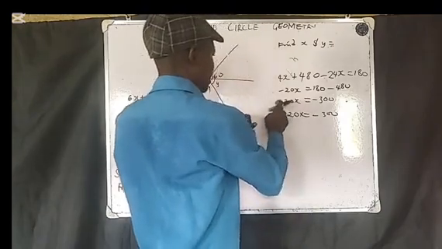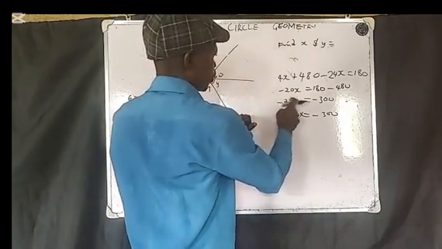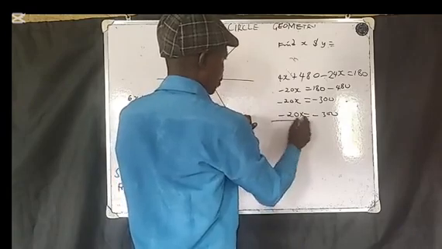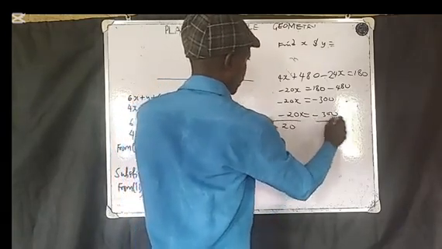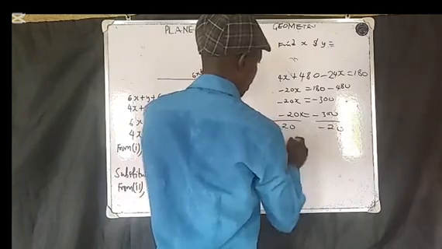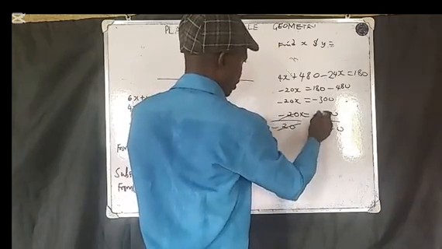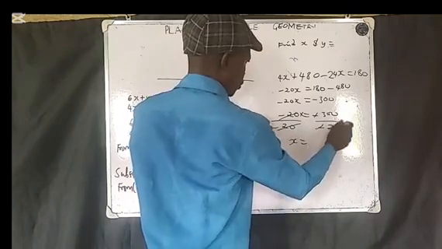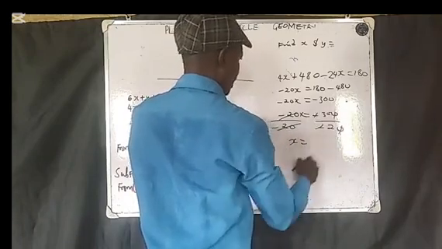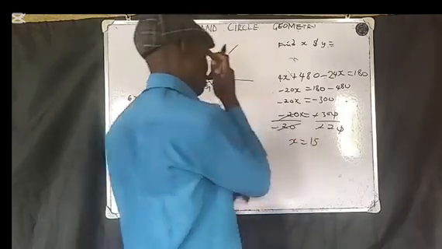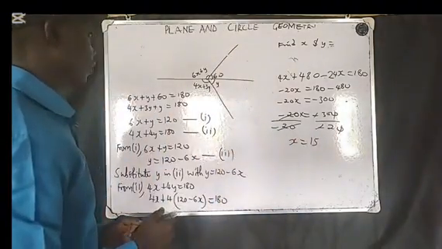You want to remove this minus 20. How do you remove it? Divide it through by minus 20. Divide both sides by minus 20. This cancels this. So we have x. 0 cancels 0. 2 goes in 30, that will be 15. So x equals 15.